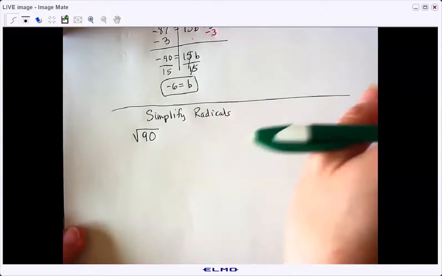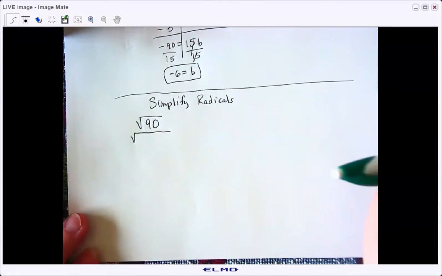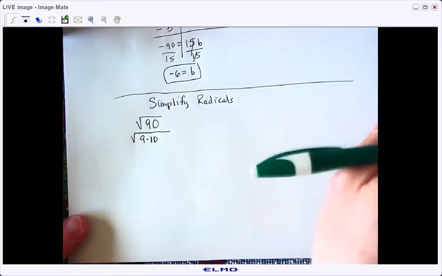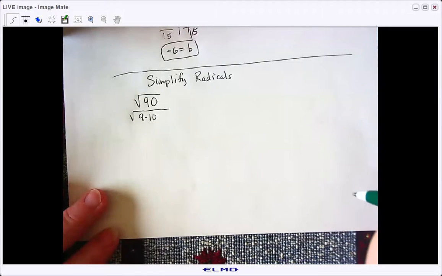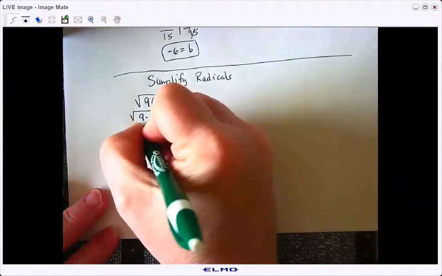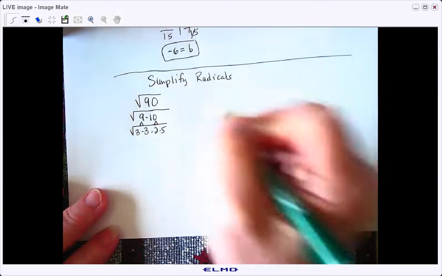Okay. So simplifying this, we want to break it down. What goes into 90? Nine. Okay, 9. So 9 and 10. Good. 2 times 45, 3 times 30. There's like 6 different ways or so. And then we could continue to break it down. So 9 becomes 3 times 3. 10 becomes 2 times 5.